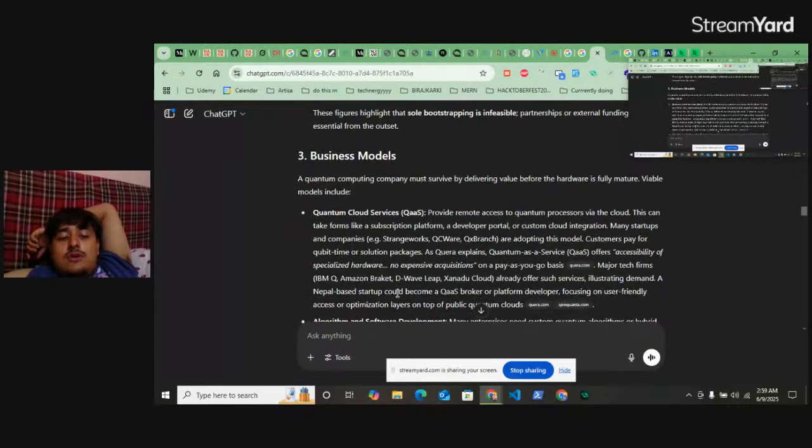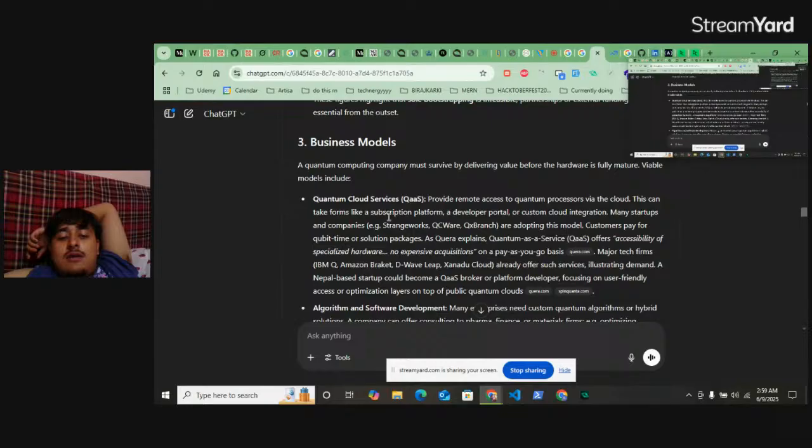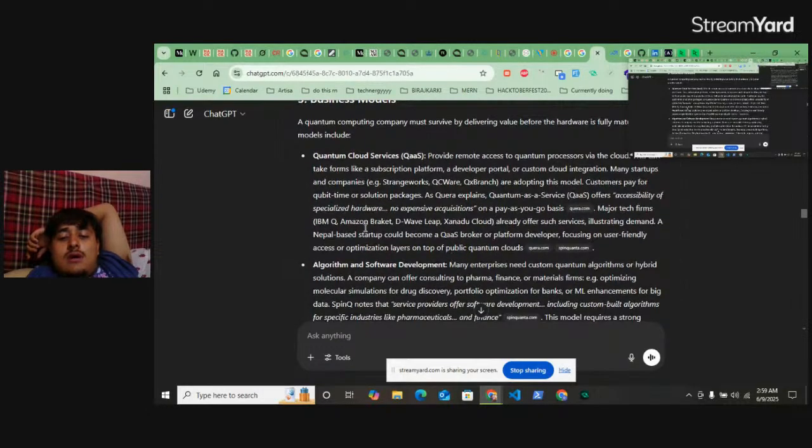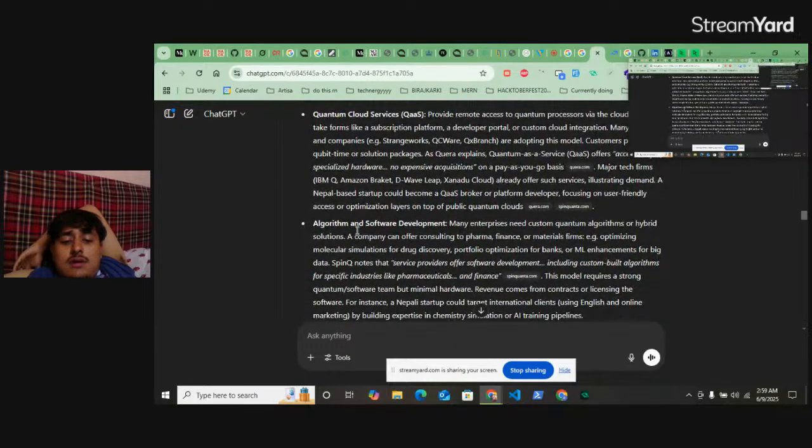Business model: deliver quantum cloud service. This can take the form of a subscription platform, developer portal, or custom cloud integration. Many startups have customers pay for qubit time or a solution package. A Nepal-based startup could use a SaaS broker or platform developer focused on user-friendly access, or organization-level algorithm and software development.